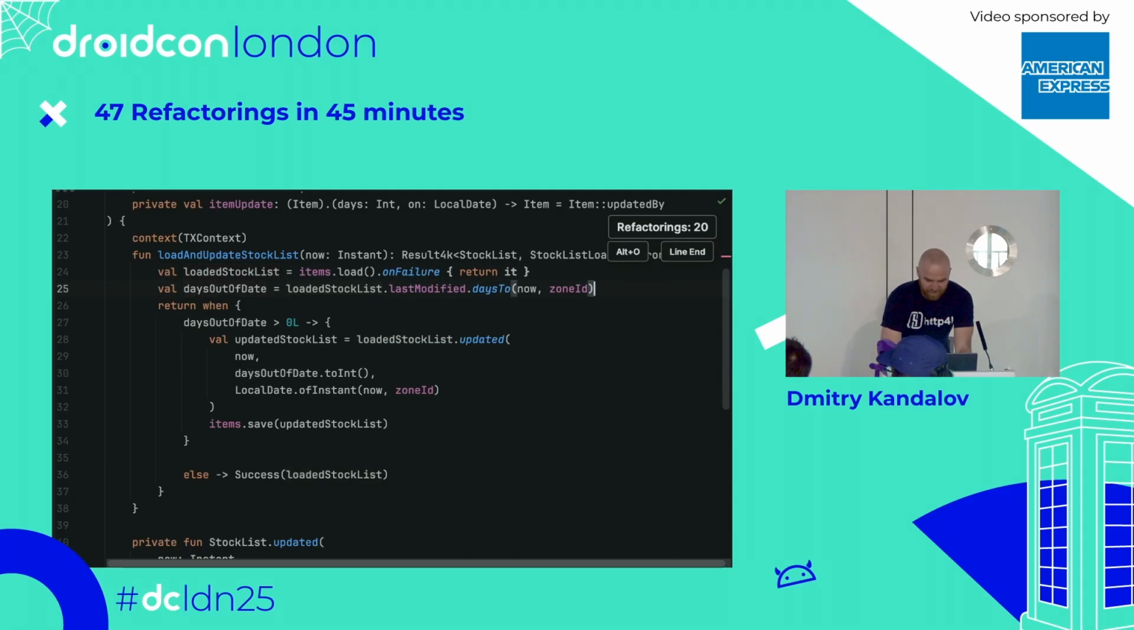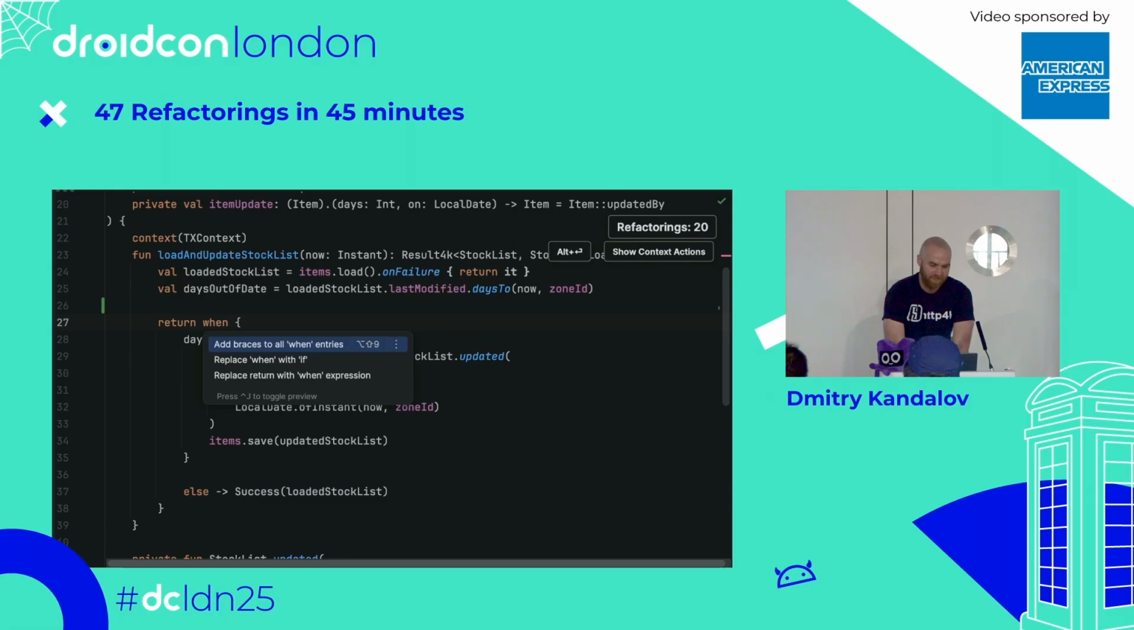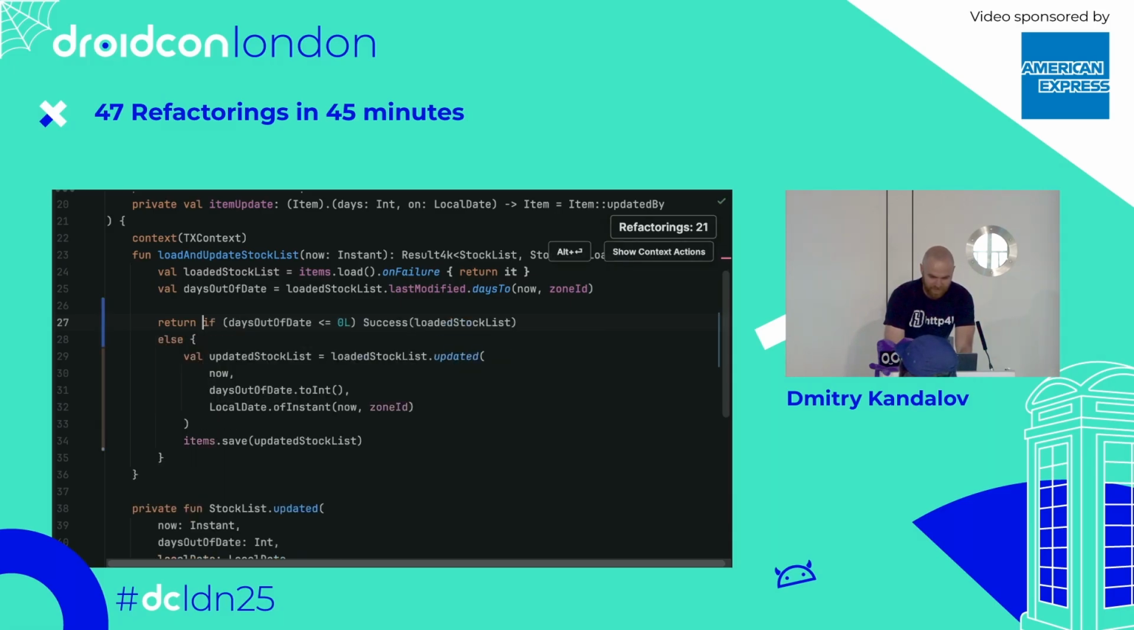That's kind of better. Then there is the when, and it feels like there is an else, which could be short-circuited also. So there is a series of refactorings. They're all really hidden inside IntelliJ. So you go to the refactoring menu. I don't think this one is there. So we can replace when with if automatically. We can invert if like this. And then there is a refactoring to replace return with if expression.